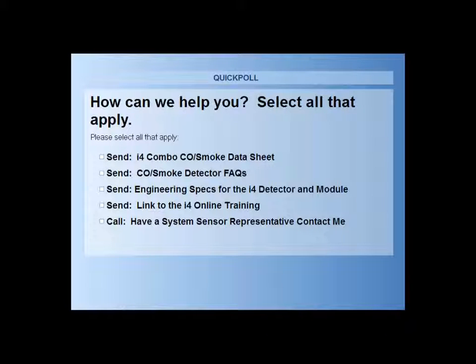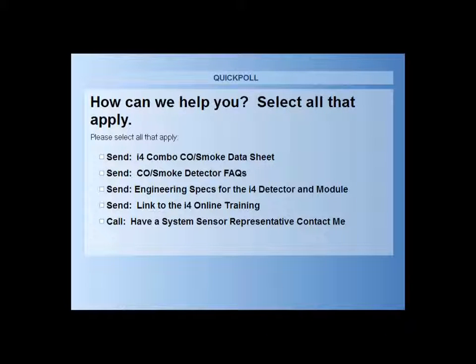Next question up, CO detection is not required in my state. What is System Sensor doing to educate local AHJs about the need or use of CO detection? Yeah, many AHJs are on our webinars, probably quite a few right now, and also receive our newsletters. So through those means, there's quite a bit of education that we put out there. System Sensor is also very active in terms of industry affairs at the state levels as well.